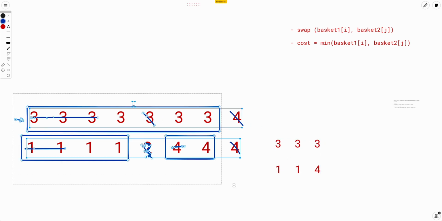So let's just get rid of this. Now we need to swap these threes and these two ones and four, right? Now the problem is reduced to how we will do pairings, like which one will you swap with this, right? So let's say you swap this 3 with this 4. If you do this, what is the cost that you will be getting? You will be getting cost of minimum of basket 1 of i and basket 2 of j. So you will be getting minimum of 3 or 4, so either 3 or 4 will be added to your cost, right?